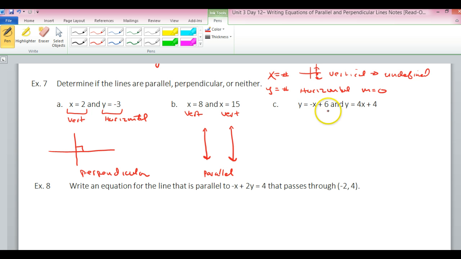Now, y equals -x plus 6. What is the slope of this line? -1. And y equals 4x plus 4. The slope is 4. Okay? Well, these are definitely not the same. And are they opposite reciprocals of each other? No. So this would be neither. Okay? And finally, the last problem.